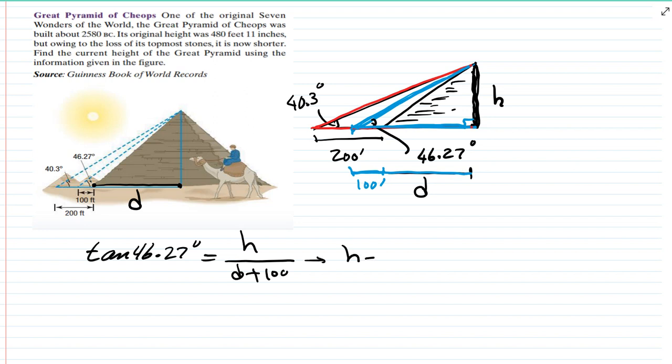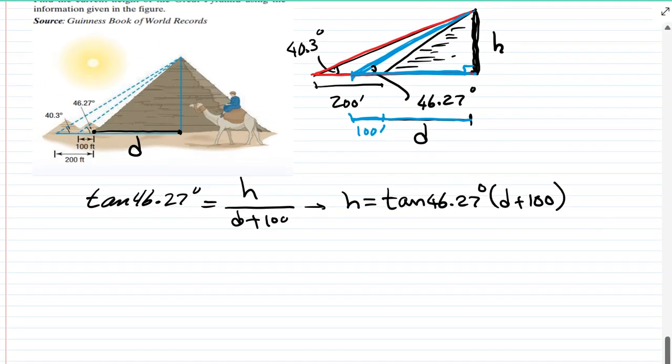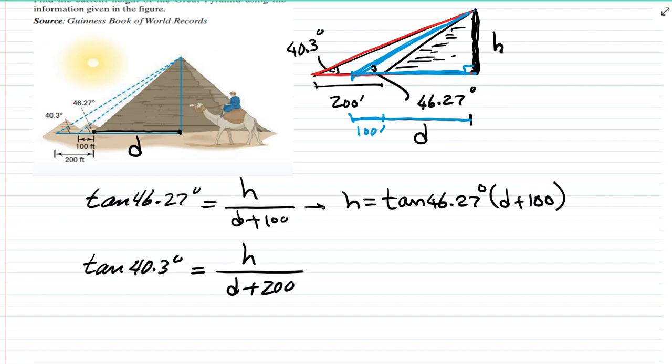So from this, I can get an equation in h, cross multiply. I'm going to get what? Tangent of 46.27 degrees times d plus 100. And then I can look at my red triangle. So right, using the red triangle, I can say the tangent of 40.3 degrees. That's this triangle. And I can form a similar ratio. Tangent would be h over d plus 200, correct?